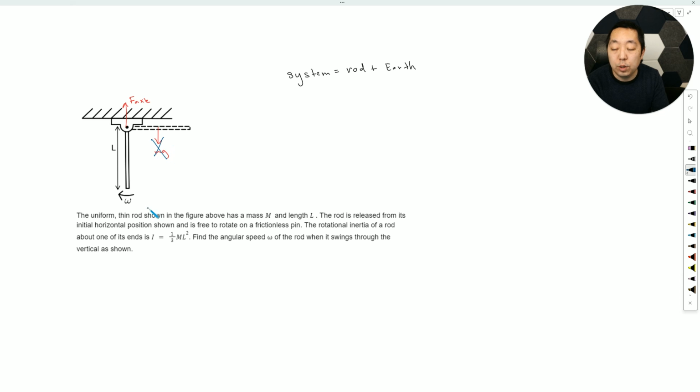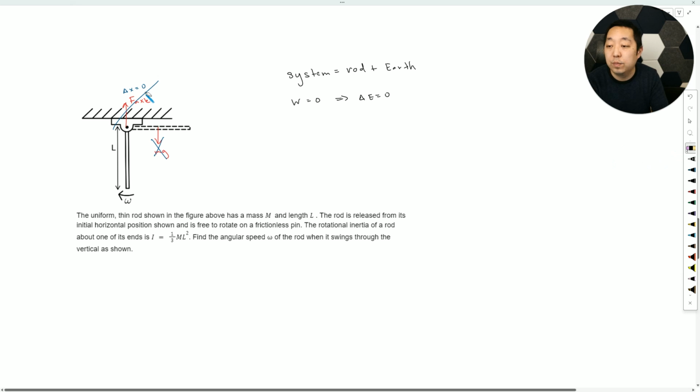So gravity doesn't do any work because it's internal to the system, right? Because we've included the Earth in the system, so we account for it by gravitational potential energy. And then the axle doesn't move. The displacement is 0. It's external to the system, but it's not going to do any work. So the work is going to be 0, which implies that the change in energy is 0. So we're going to do conservation of energy during this motion here.